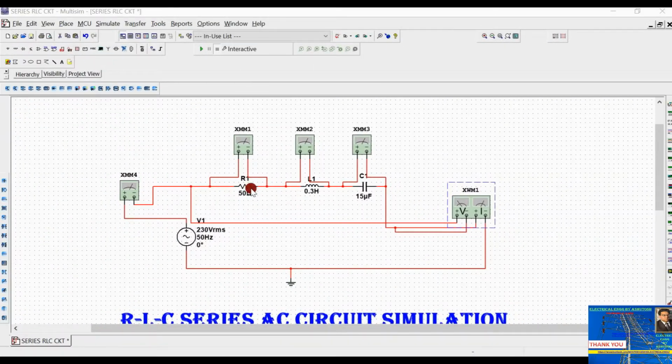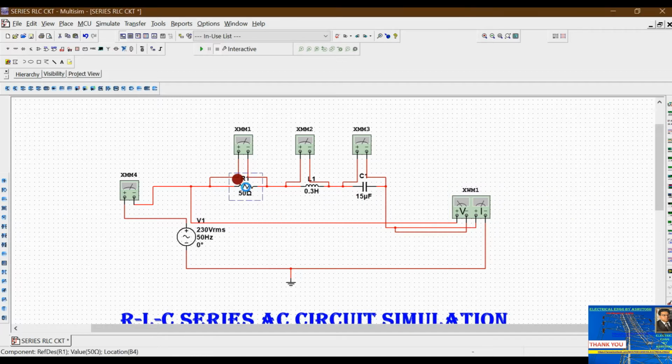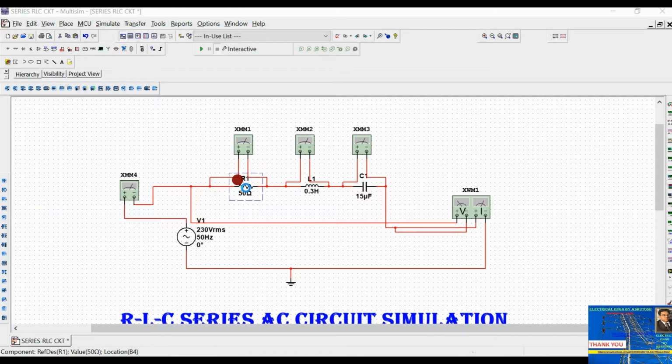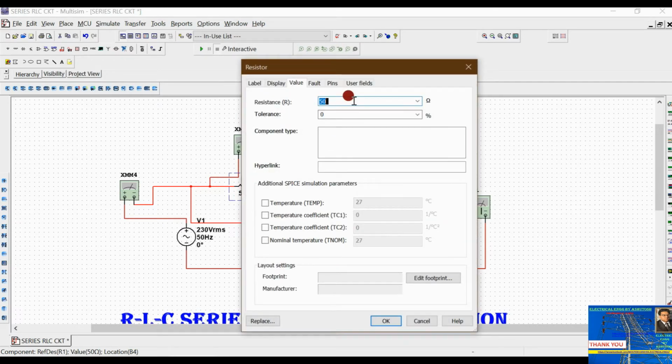I have taken R equal to 50 ohm, L equal to 0.3 Henry, which is the self inductance, and the capacitance is 15 microfarad. You can also change these by double clicking on it. See here, this is the resistance value, 50 ohm. You can put any value over here.